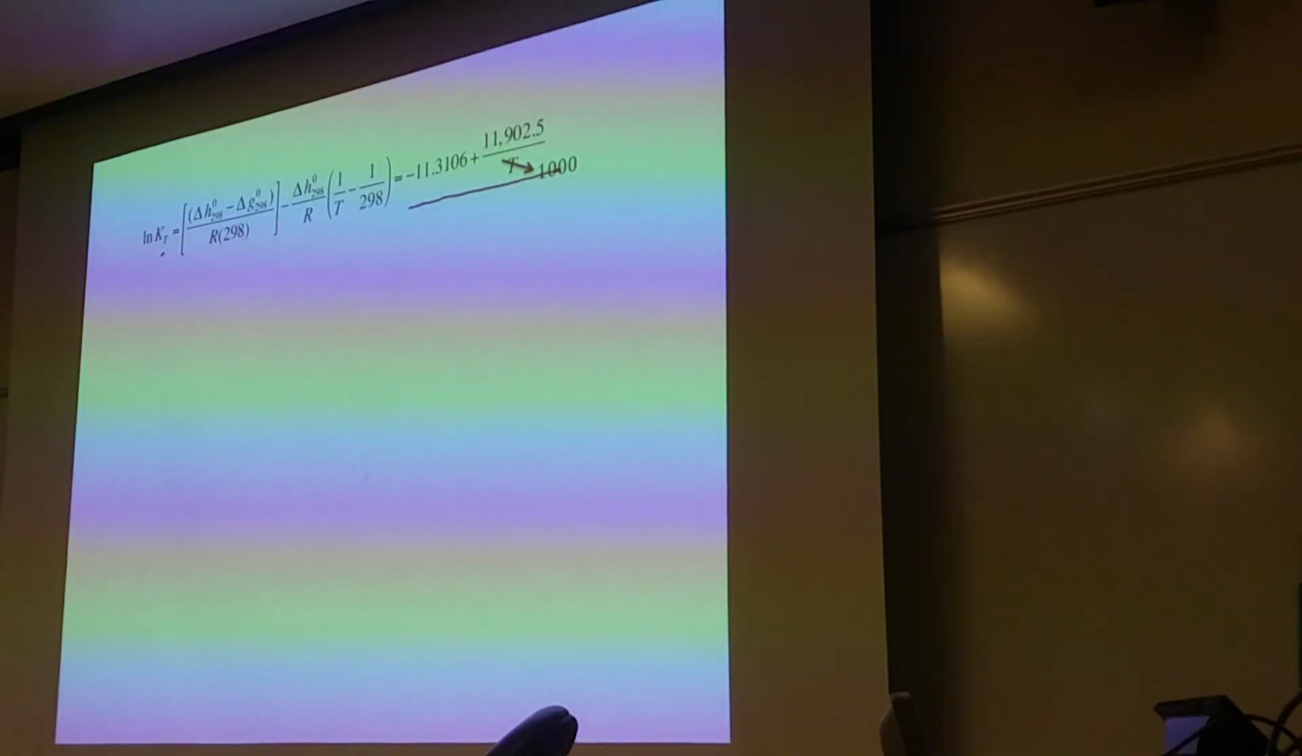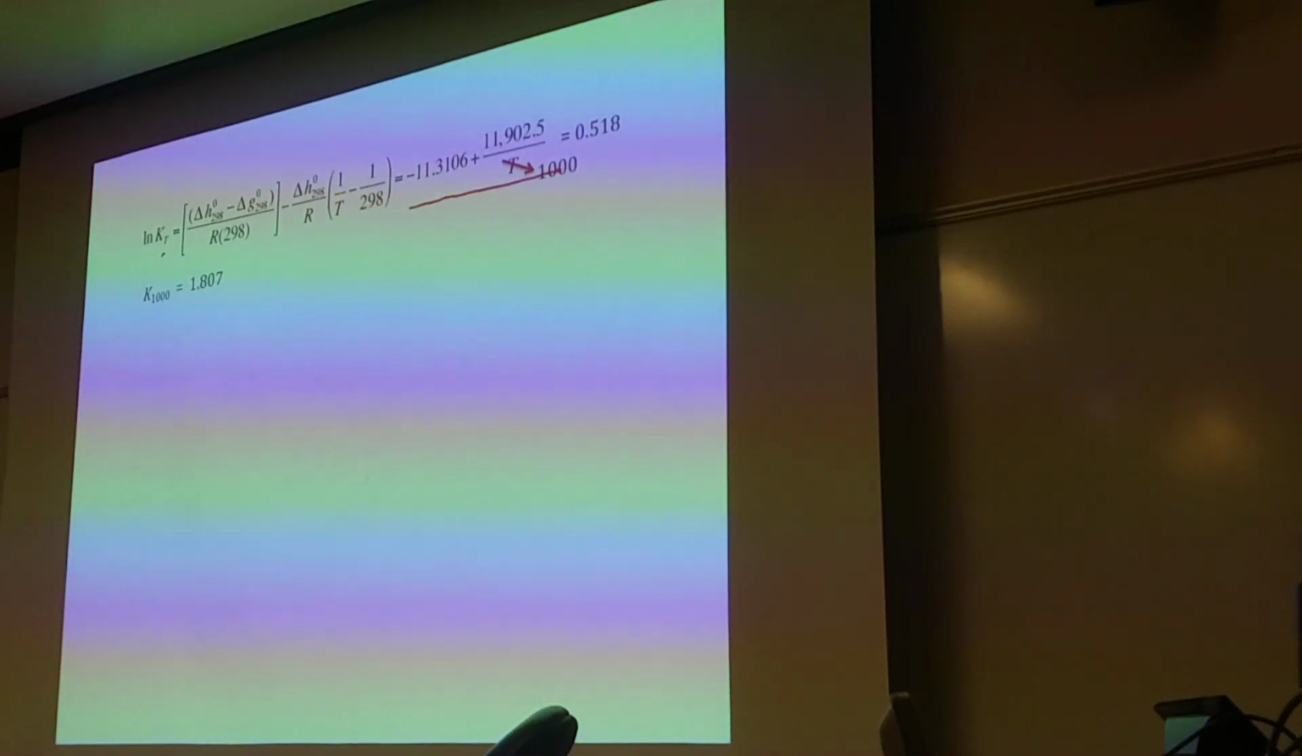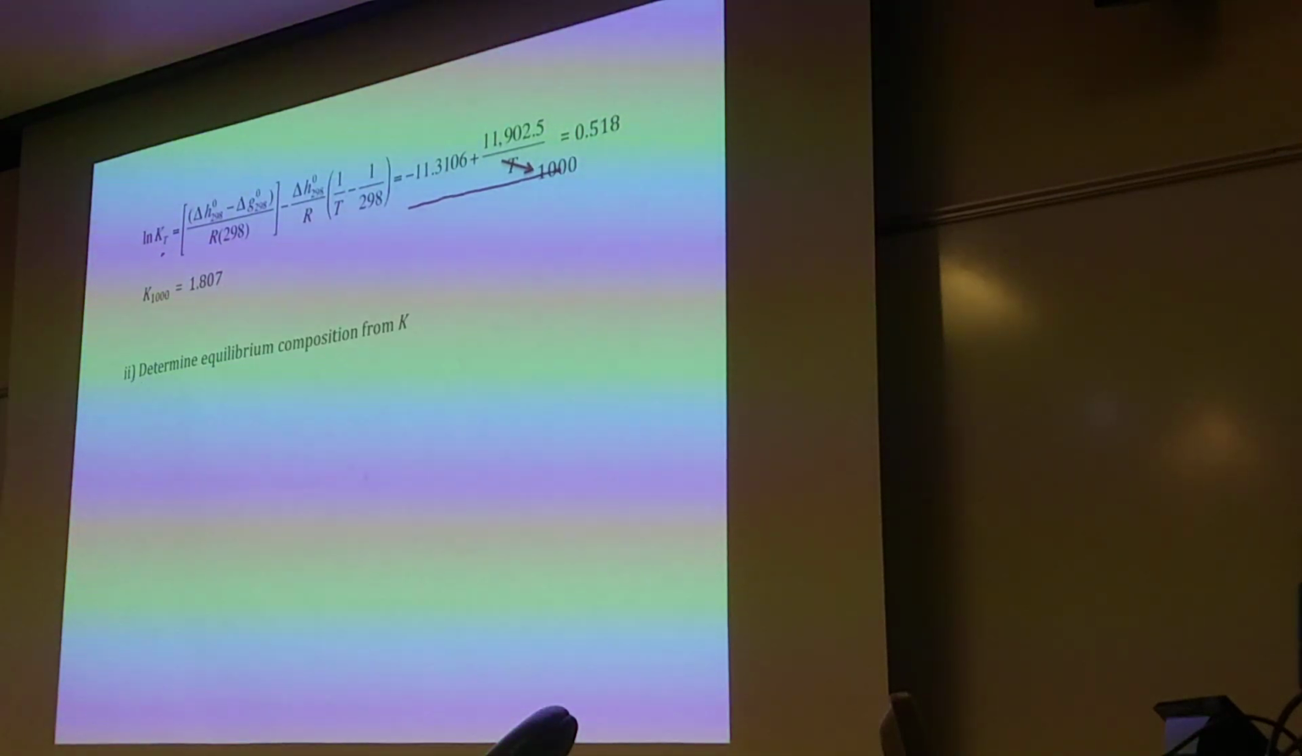The temperature of interest to us is 1,000 degrees. So that'll give us log K of 0.518, or a value of K itself at 1,000 degrees of 1.807. That's the first half of our solution to the problem. The next is to determine the equilibrium composition from our knowledge now of K.